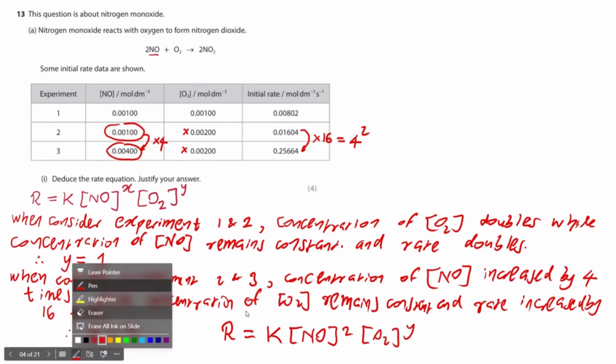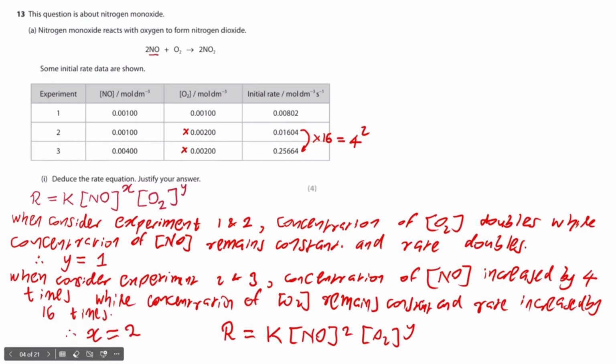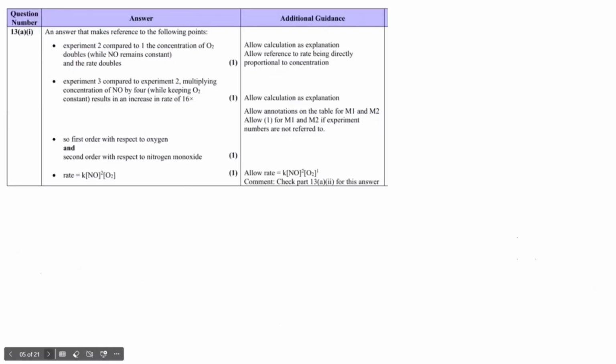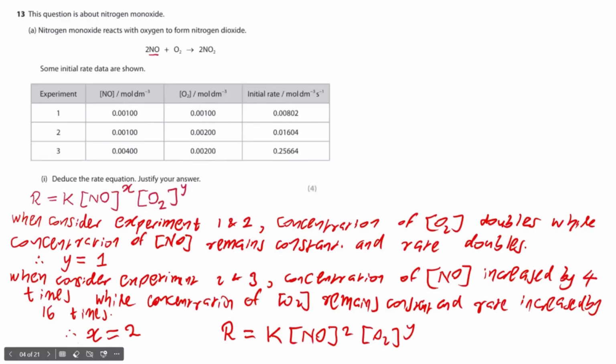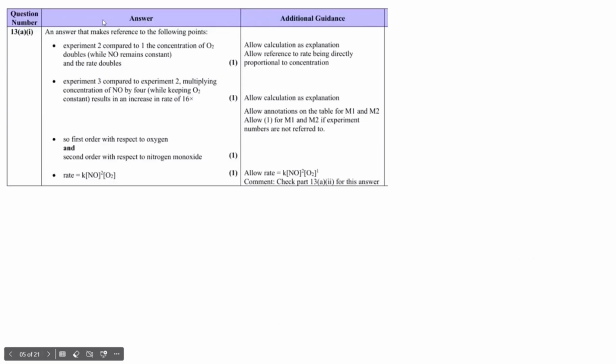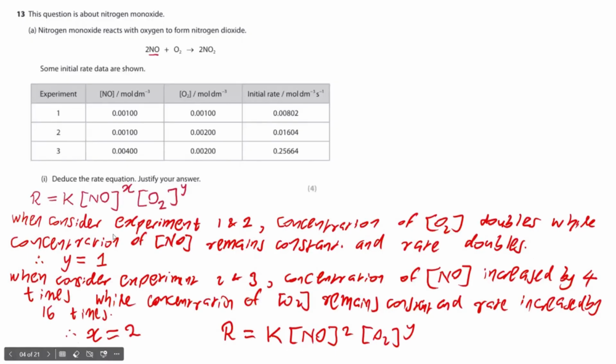Okay, using this data, now let's see whether our answer is correct. Let's go to the next slide and we'll figure out whether we wrote the right answer. It says an answer that makes reference to the following point. Experiment 2 compared to 1, concentration of oxygen doubles while nitrogen monoxide remains constant and the rate doubles. Yes, we said that part. When we considered experiment 1 and 2, concentration of oxygen doubles while the concentration of nitrogen remains constant and the rate doubles. Yes, we mentioned that part.